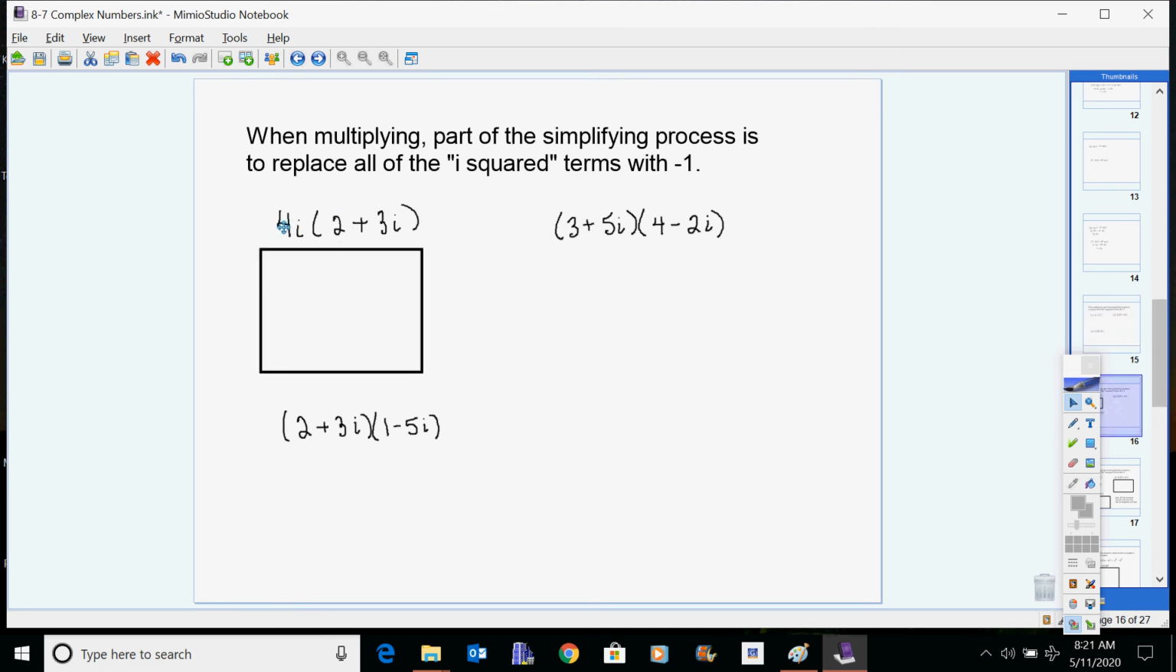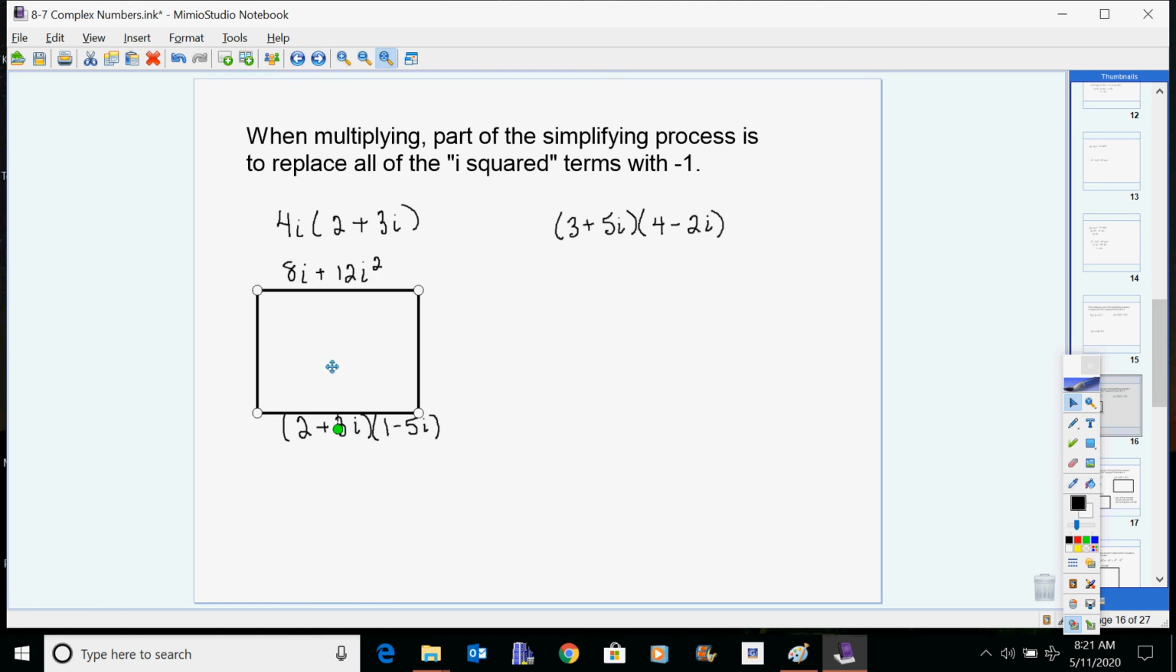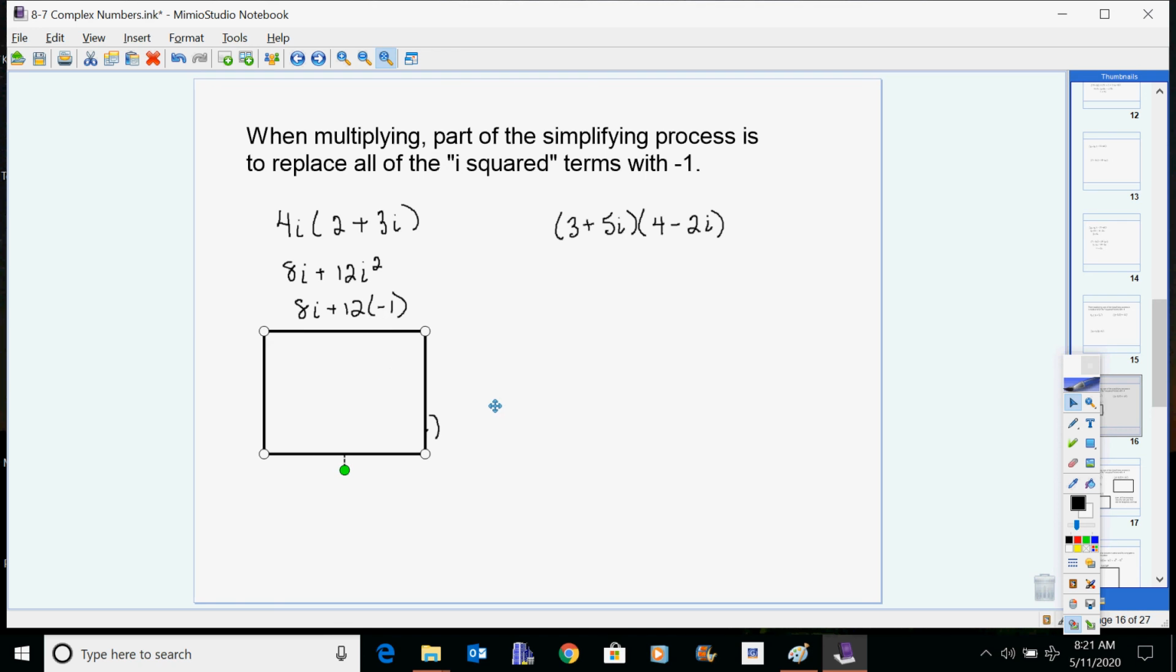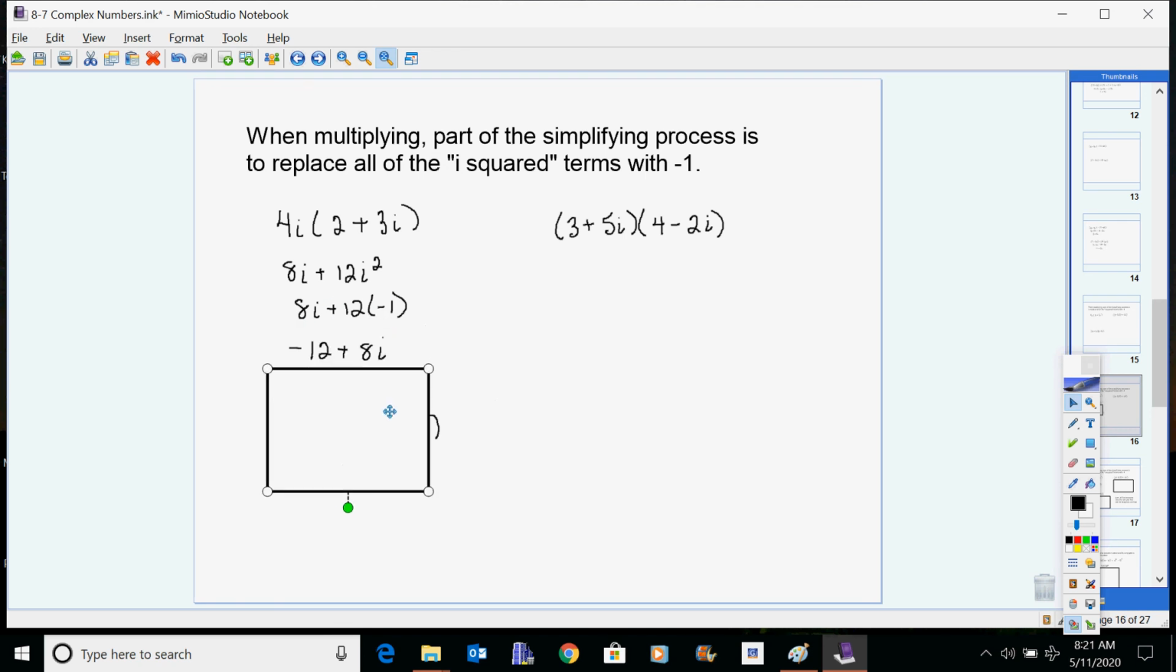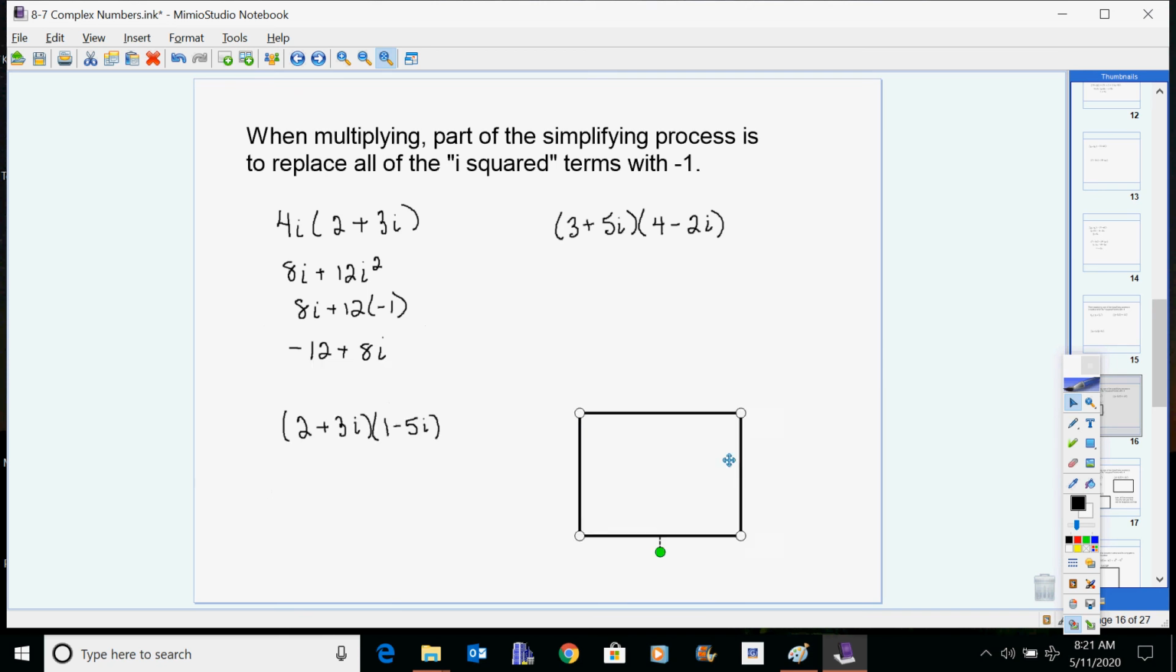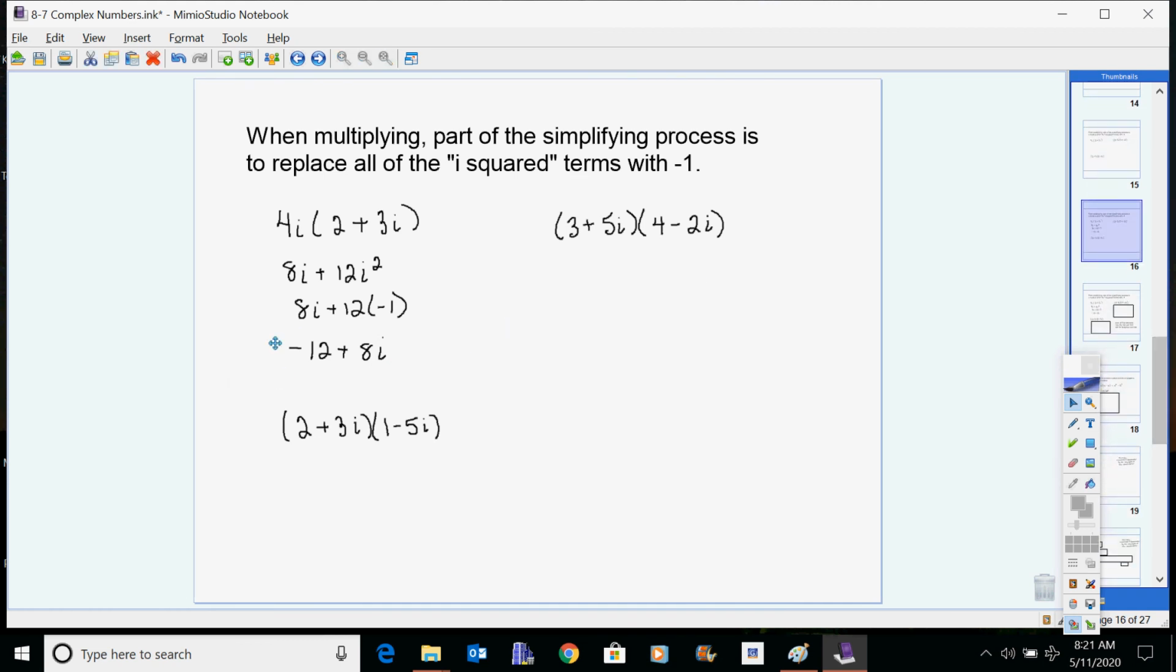So here when I distribute, I end up with 8i plus 12i squared, but always at the end, if you have an i squared, replace it with a negative 1. So 8i minus 12, 8i minus 12. But the minus 12, remember I said in your final answer, the real part has to come before the imaginary part. So when you enter this on a test or a quiz, always put the real part and then the imaginary part after. Real, then imaginary.